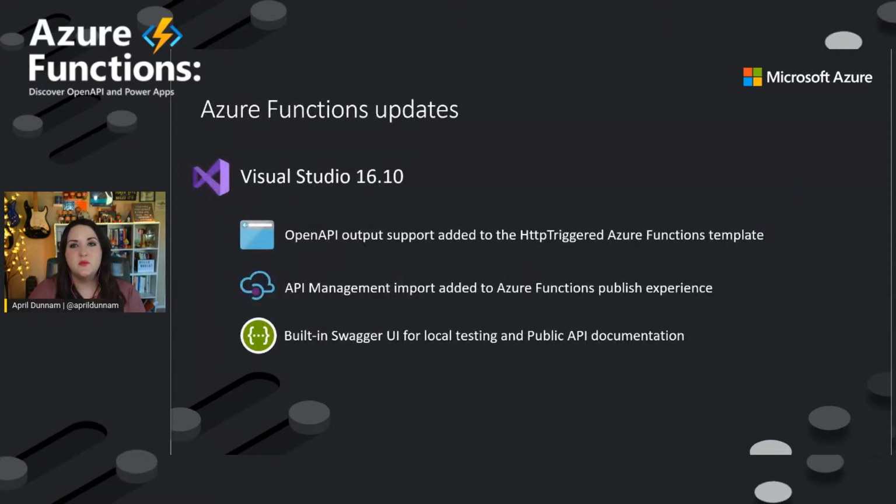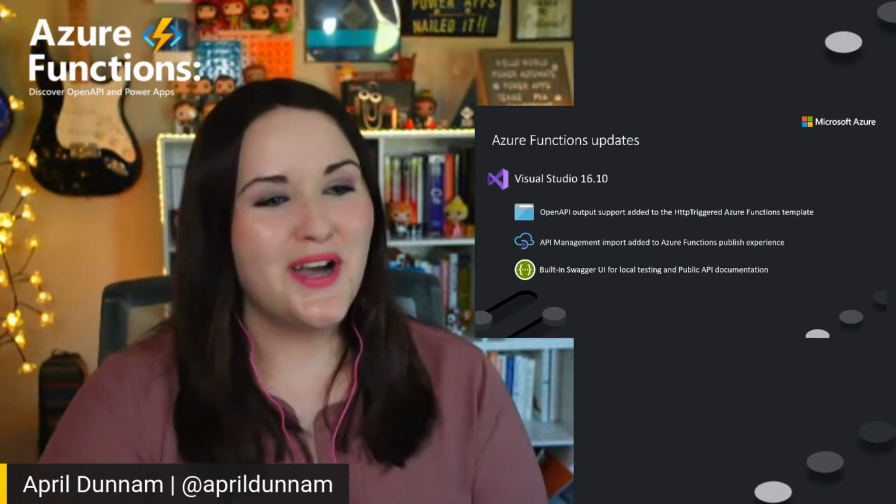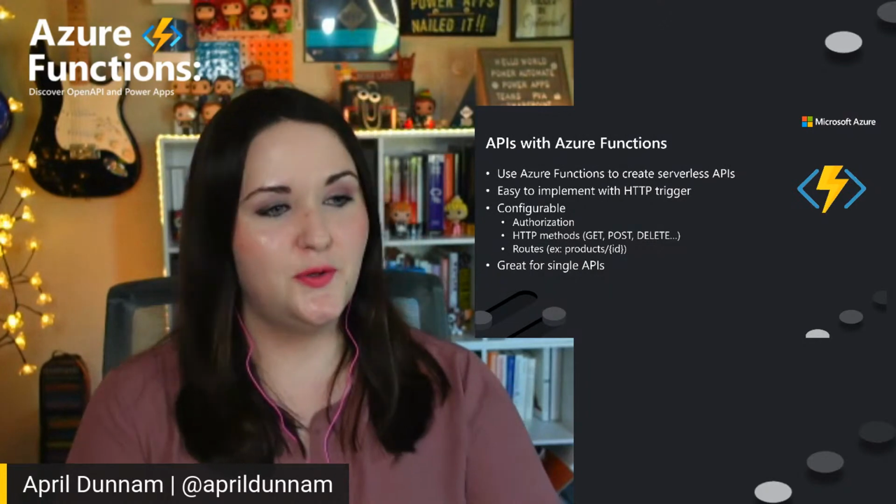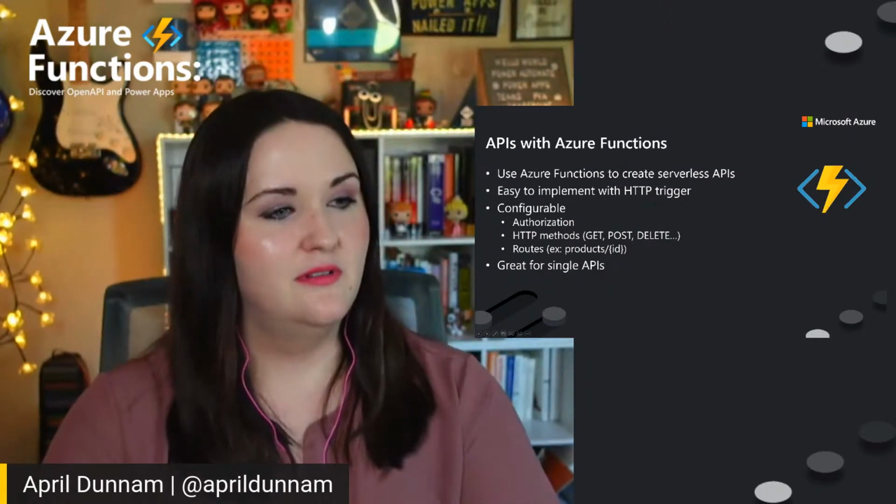And there are a few updates that have been made, which we're going to talk about a little later in the demo section for Visual Studio, that make the integration with Azure Functions and OpenAPI even more seamless. Being able to have OpenAPI support added to the HTTP triggered Azure Functions template, Azure API Management import added to the publishing experience, and built-in OpenAPI UI and all that. So, that was a lot of talking. Those are the main benefits of why you would use Azure Functions to host your APIs, and how custom connectors are used within Power Apps.